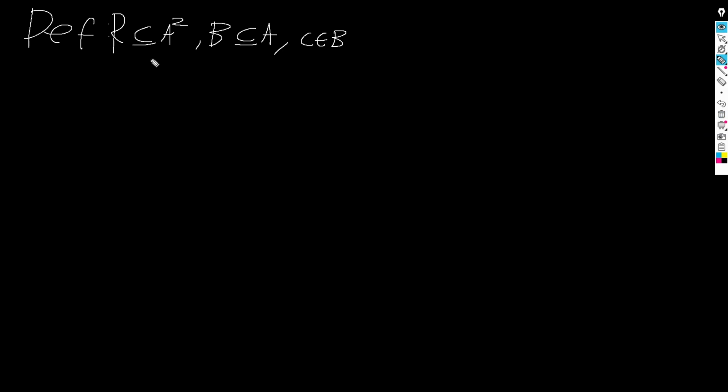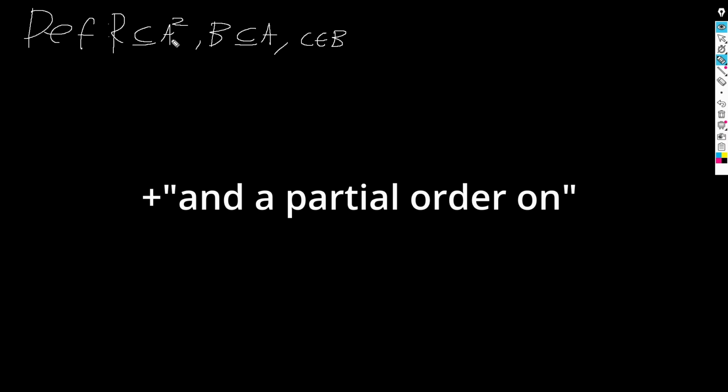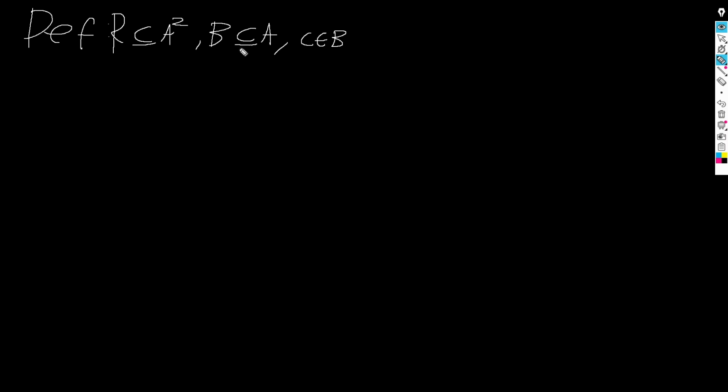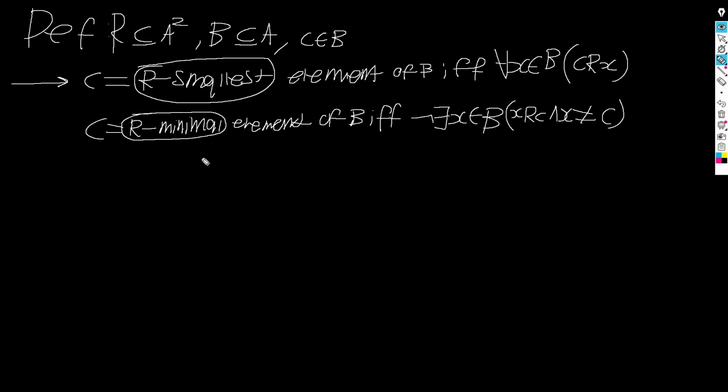For this definition, suppose A is just any set, and R is a relation on that set, and also let B be a subset of A, and let C be in that subset B. We'll define C to be an R smallest element of B if and only if for all X in B, C is R related to X. And we'll define C to be an R minimal element of B if and only if there does not exist an X in B such that X is R related to C and X is not equal to C.